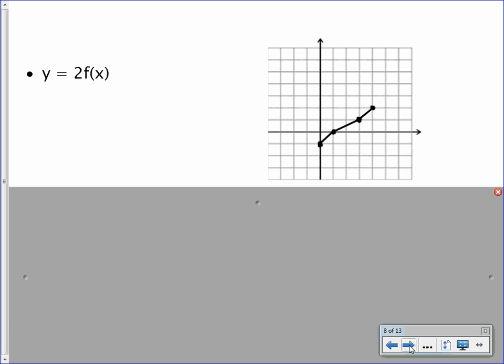How about this one? What kind of transformation is this? It's a vertical stretch. First of all, it's on the outside, so it's vertical, right? Since this value is bigger than 1, it is a stretch. How do we apply this stretch? We multiply all the values by 2. Which values? The y values. Since this is vertical, we only worry about the y values, and we multiply all of our y values by 2.